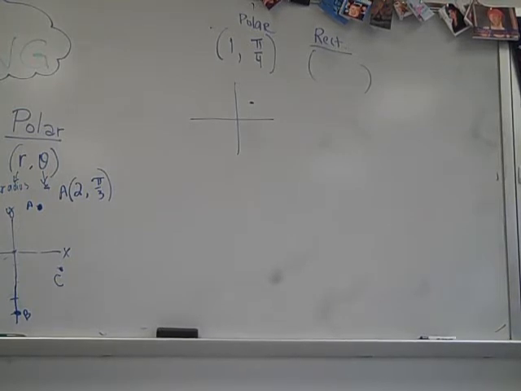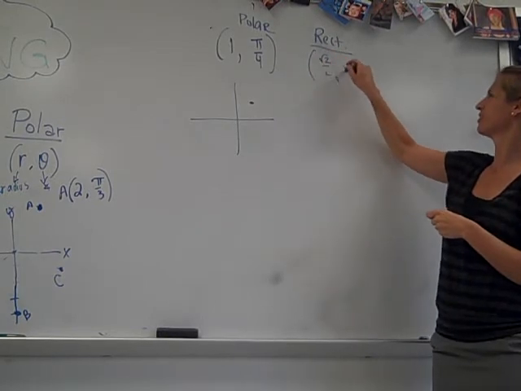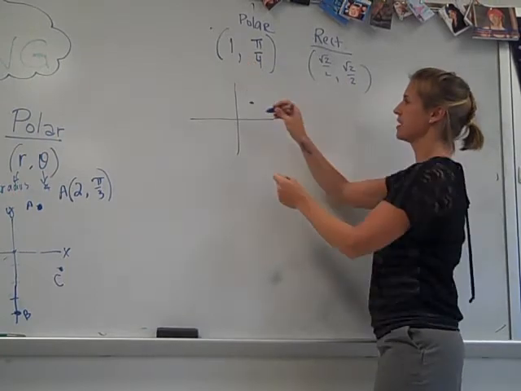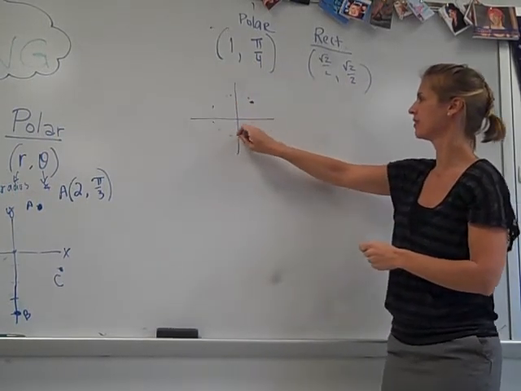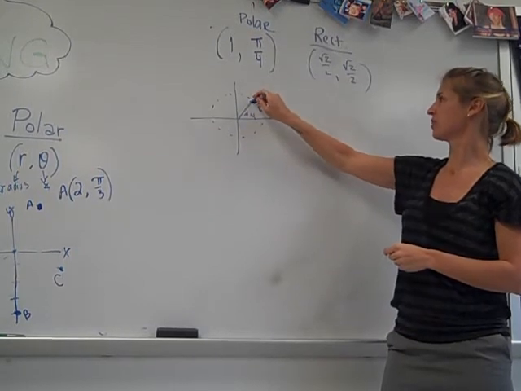This is a really good question. It's root 2 over 2, root 2 over 2. Why? Because if I have a radius of 1, I'm really on the unit circle, and the angle's pi over 4. So what's the coordinate there? It's that.